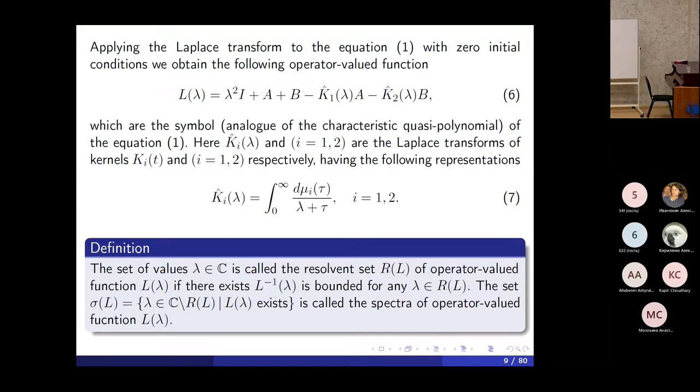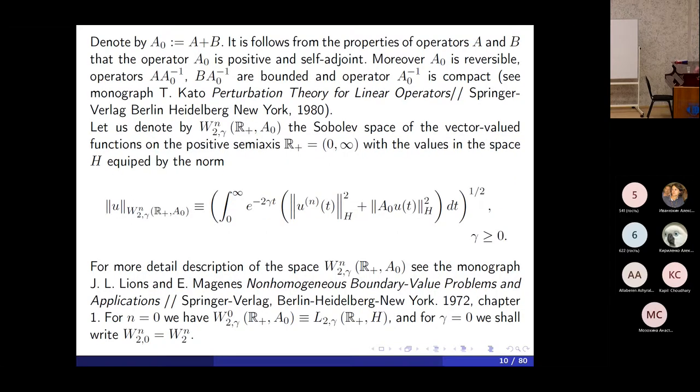in the theory of operator pencils, in spectral theory, we call the resolvent set of the operator function the set such that L minus 1 exists and is bounded. If we consider the whole complex plane, then outside this resolvent set we have the spectrum of the operator function. And the main problem for us will be to describe the spectrum of our operator function. But before that, I'll formulate several results about solvability of our integro-differential equation or of the problem.